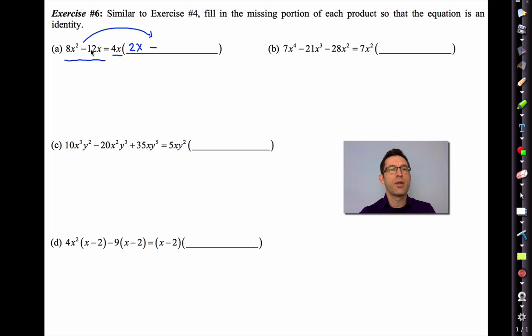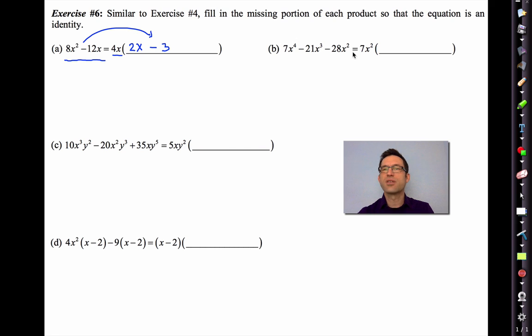Then I think, what do I multiply 4 by to get 12? That'll be 3. But I don't want any x here, because if I have an x here, then x times x is x squared, but I only have an x to the first. So that's it. Now, I'd like to do one more with you, and then have you work on them yourself.